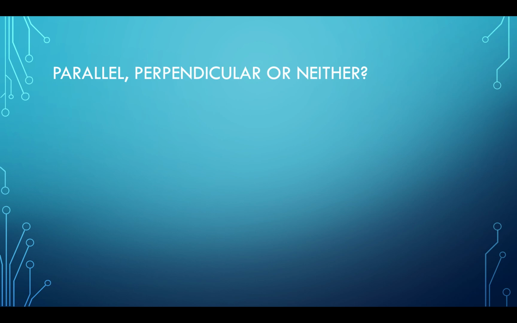Last thing I can do is I can ask you, are the lines parallel, perpendicular, or neither? So we have y is equal to 3x plus 6 and y is equal to 3x minus 5. Are they parallel, perpendicular, or neither? These lines are parallel. Why? Because the slopes are the same. The only difference is they have a different y-intercept.